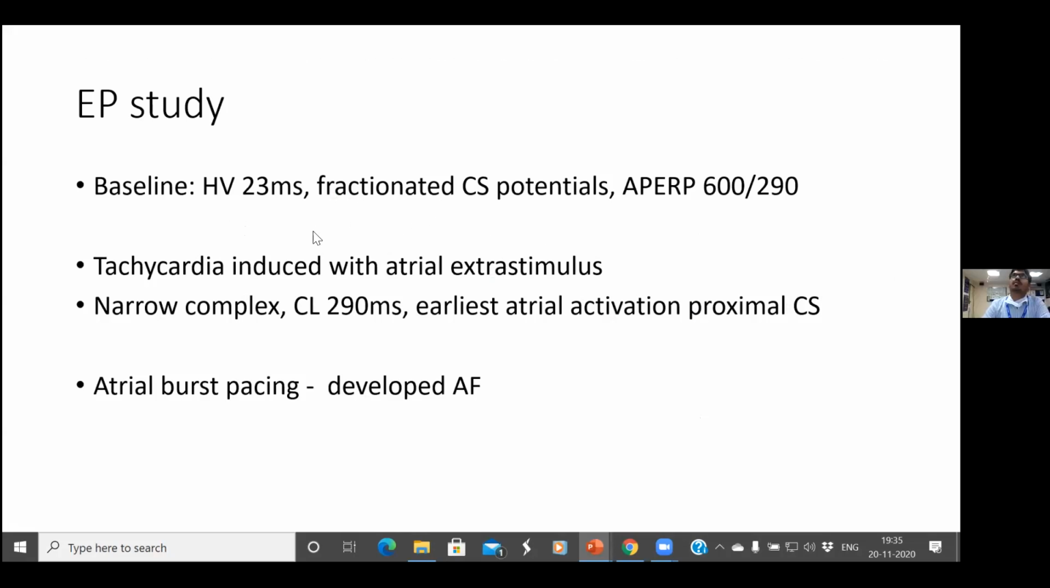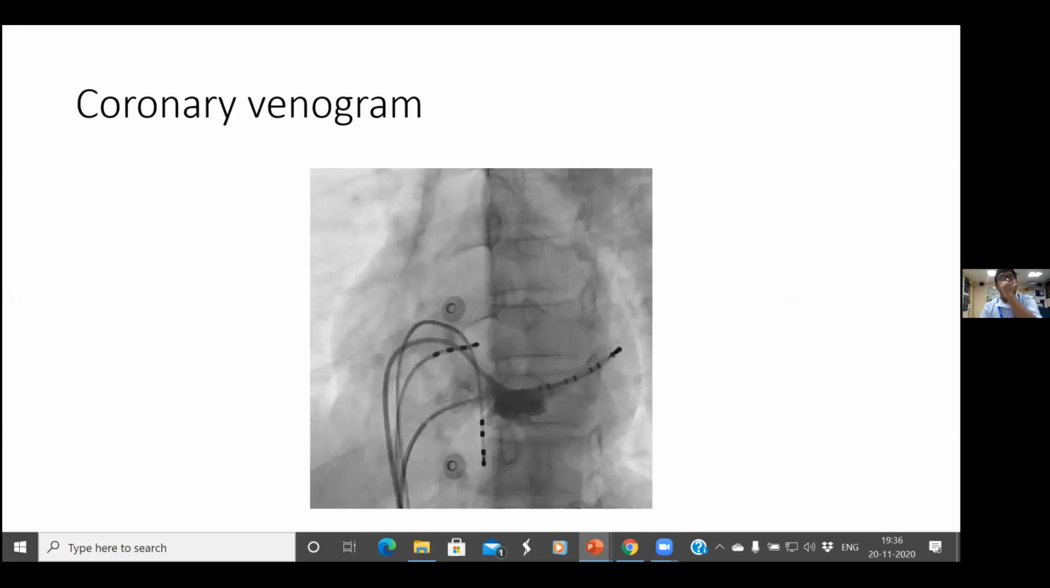So whenever one is seeing some fractionated CS potential, one has to be careful, especially in the cases of posteroseptal accessory pathways, because like in our second case, this may be a CS ventricular accessory pathway. In this case, tachycardia was easily induced with atrial extrastimulus, which was a narrow complex tachycardia with the earliest atrial activation seen in the proximal CS. And during the atrial burst pacing, the patient developed atrial fibrillation. So as the patient was having fractionated CS potential and developed atrial fibrillation, we did the coronary venogram in this case. And here we can see there is a dilatation of the proximal CS.